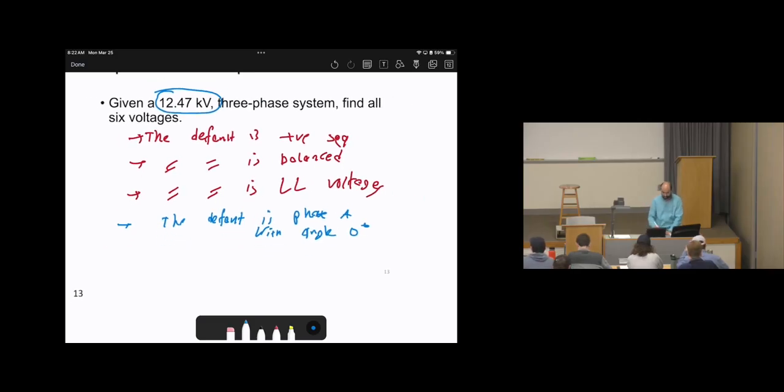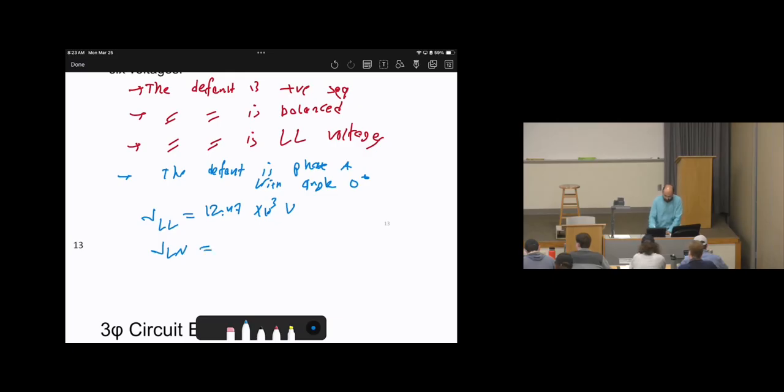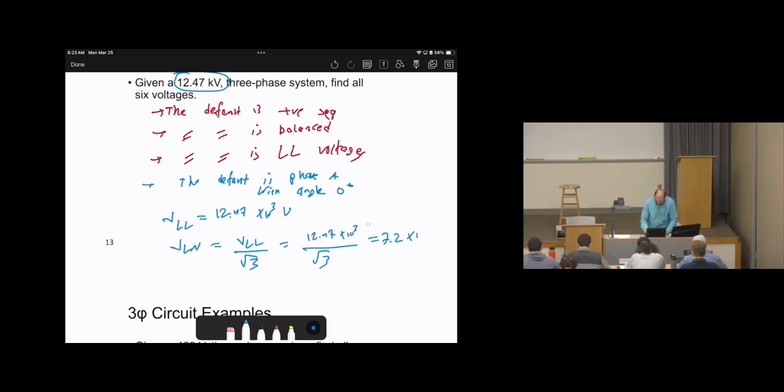Remember these procedures. We will do it 100 times. We have V line to line given as 12.47 kilovolts, times 10 to the power 3 volts. Then we need to calculate V line to neutral. V line to neutral is V line to line divided by root 3. So we calculate 12.47 times 10 to the power 3 divided by root 3, which will be 7.2 kilovolts, or 7.2 times 10 to the power 3. Okay? That's the first step.